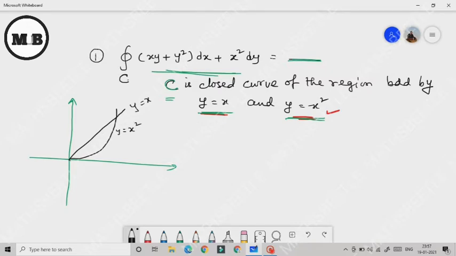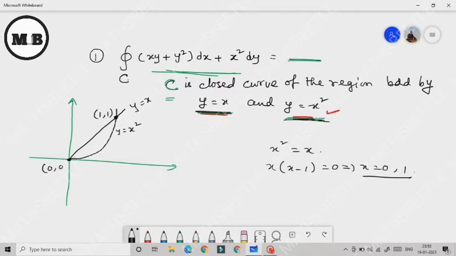Immediately you can find this intersecting point. Simply solve these two and you will find x square equals x, which will give you x equals 0 and x equals 1. So this point gives x equals 0 and y equals 0, and this point gives x equals 1 and y equals 1. So this is the 1 point and this is the 0 point.